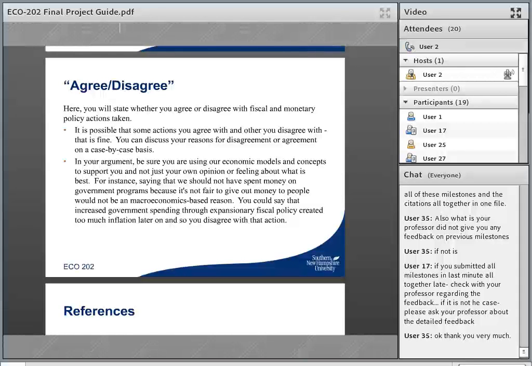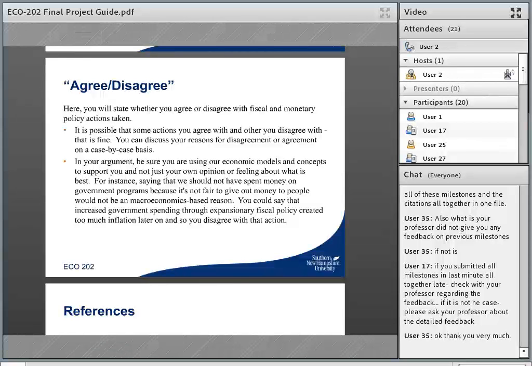And then last, I think this is where students tend to really like this part of the project. At least that's how I've interpreted the work students have done for me, is the agree disagree slide. So of course, economics has lots of opinions involved in it.